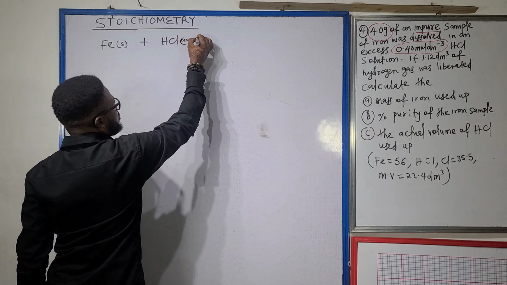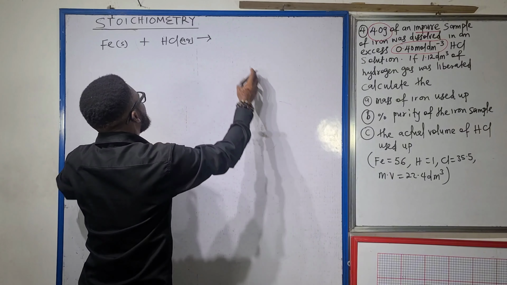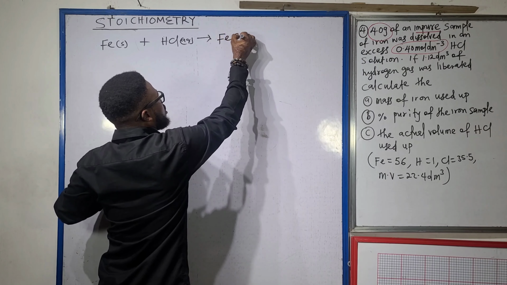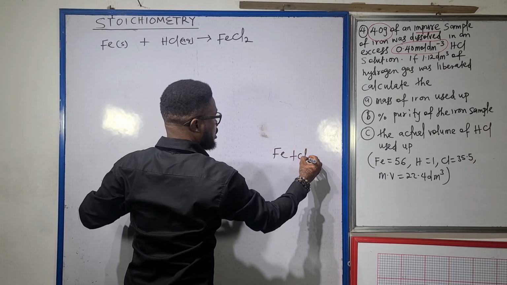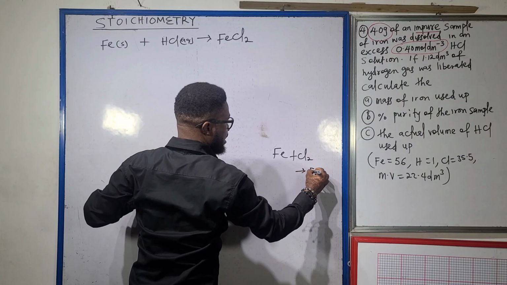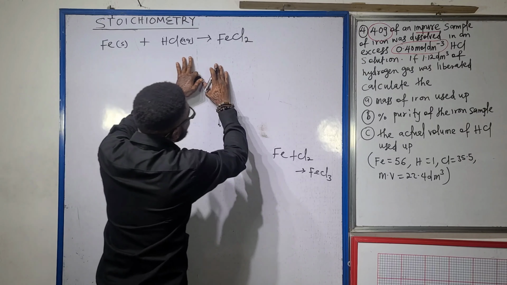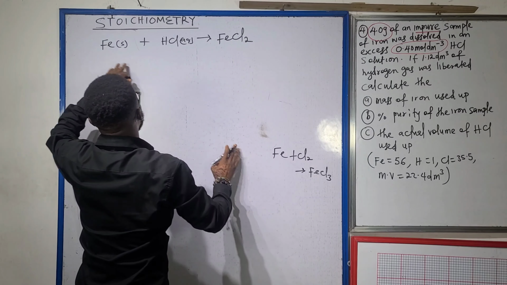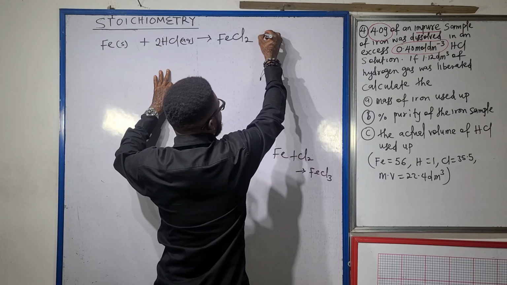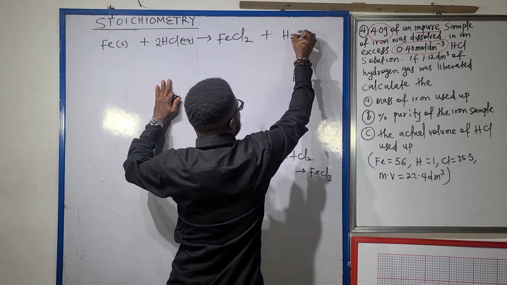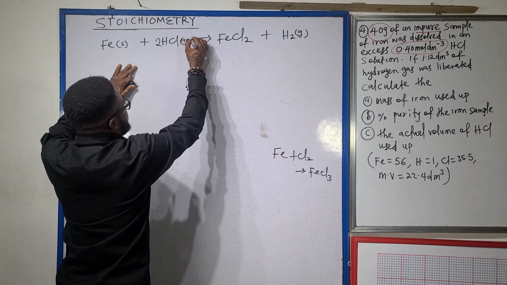Okay, this is aqueous. Whenever iron reacts with HCl, you need to know that it is the lower chloride that will be formed. But when iron reacts with chlorine gas, it is the higher chloride, iron(III) chloride, that will be formed. So in this case, iron reacting with HCl is going to give me iron(II) chloride, FeCl2. I'm going to put 2 here, and then this is going to give me hydrogen gas.